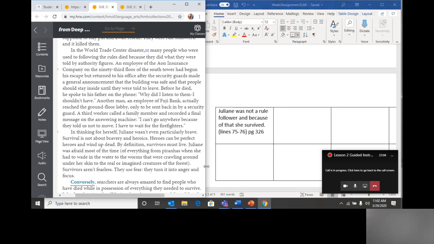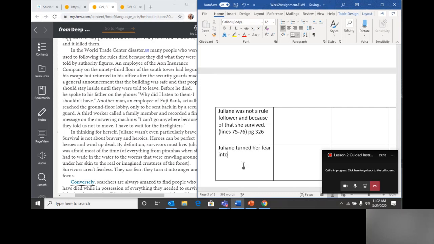So this line tells me that Julianne used her fear and turned it into something else. Focus. I will add this to my graphic organizer because this shows she took action. So Julianne turned her fear into focus. Lines 96 through 97. What happened here?